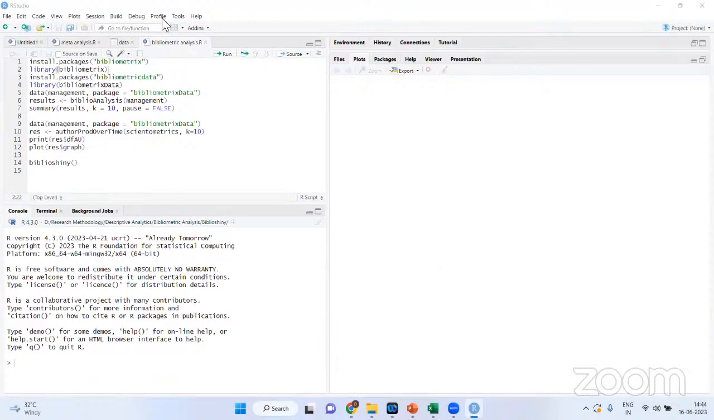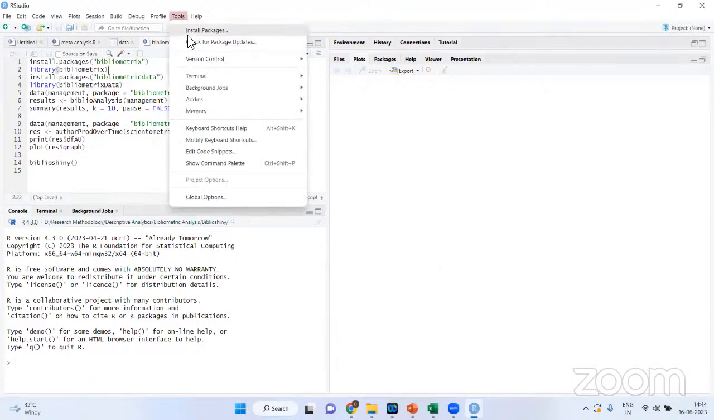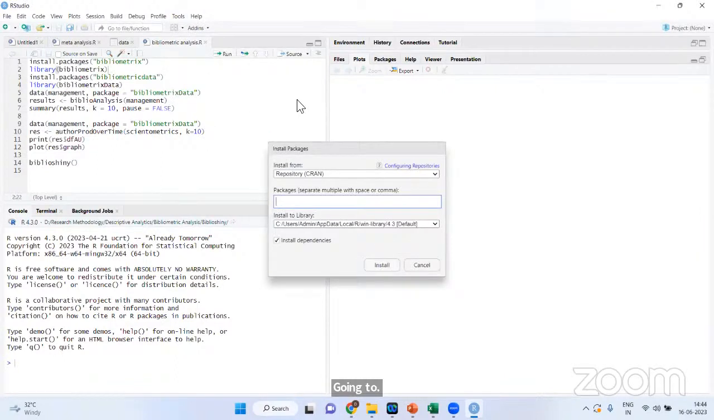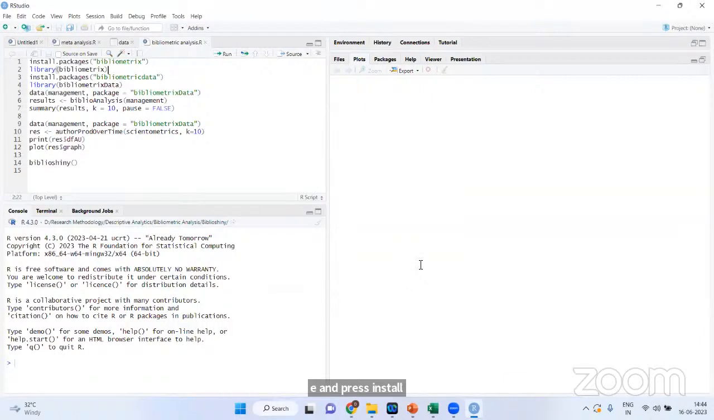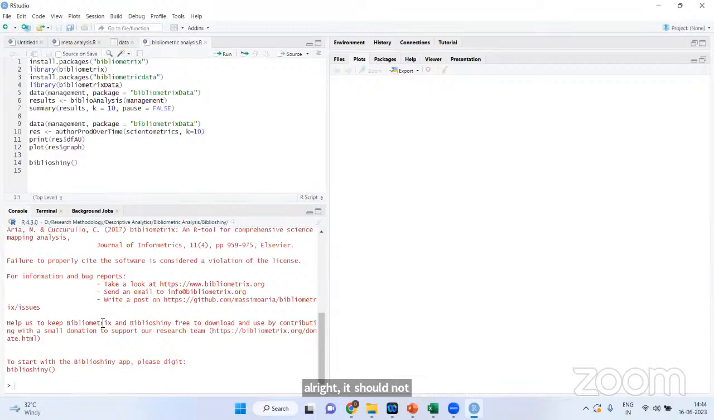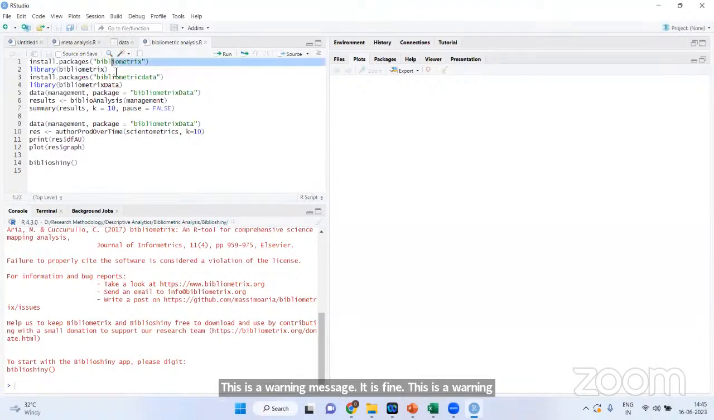Go to Tools, Install Packages, activate bibliometrix, this one, and press install. Done. Now you activate its library, bibliometrix, right? It should not give any error. This is a warning message. It is fine. This is a warning message. It is fine. So you will have to run library.